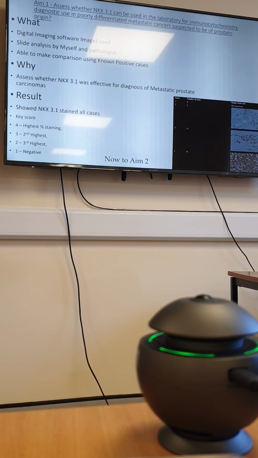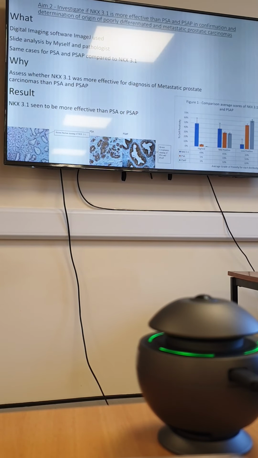So now on to our second aim here. The second aim is now to compare. So, right, we have NKX. It works. It does what it says it does. Is it better than the other 2? Again, we used the digital imaging and also comparison with the pathologist and myself.